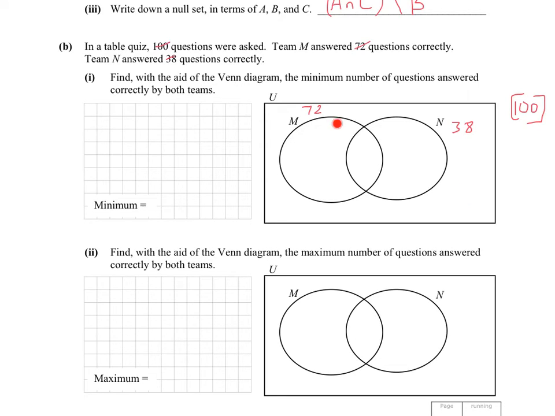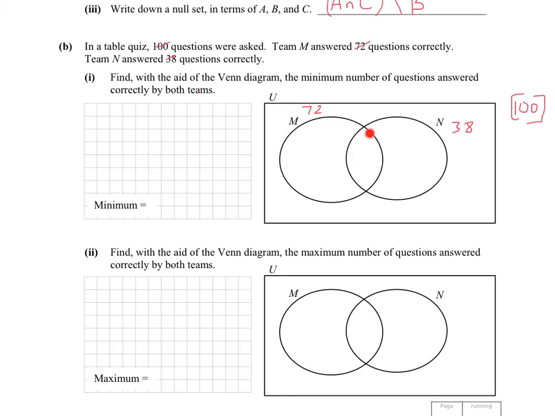Let's quickly talk about this. This is the section which will contain the questions that M answered correctly, but N didn't. This section here will give me the questions that N answered correctly, but M didn't. This will contain all the questions that both teams answered correctly, and outside would be the ones that were answered incorrectly by both teams. And the question asks what's the minimum number that could be answered correctly by both teams.